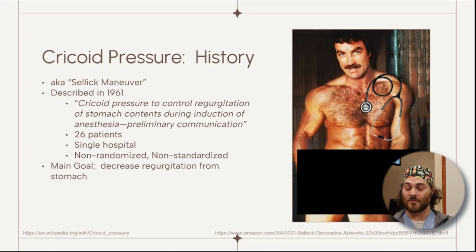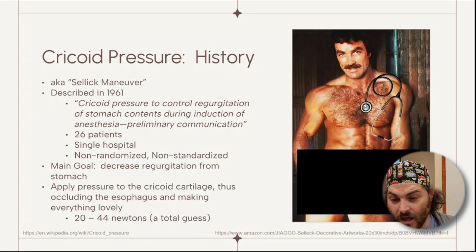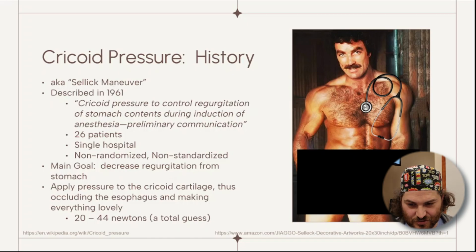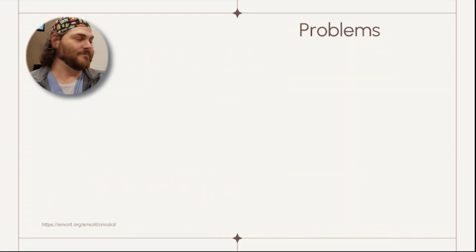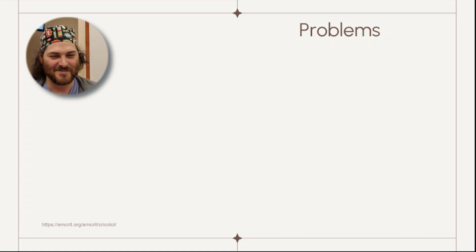So, like I said, the main goal of what he figured out was that if you push down on here, it prevents regurgitation. So these are the steps: apply pressure to the cricoid cartilage, and you occlude the esophagus, and everything's perfect after that, right? What he originally described was 20 to 44 newtons of pressure, which wasn't based on anything. He just thought that was a good amount of pressure, okay? You need like a torque wrench to get it? Yeah, I know, right? So we'll get to that, definitely.